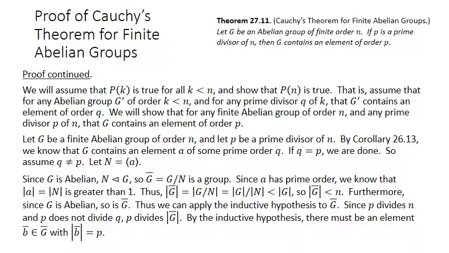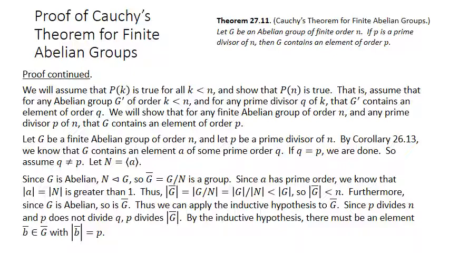And now what we're going to show is that for any finite abelian group of order n and any prime divisor P of n, G contains an element of order P. Okay, so let G be a finite abelian group of order n, and let P be a prime divisor of n. By Corollary 26.13, so remember that was the corollary to Lagrange's theorem, we know that G contains an element A of some prime order Q.